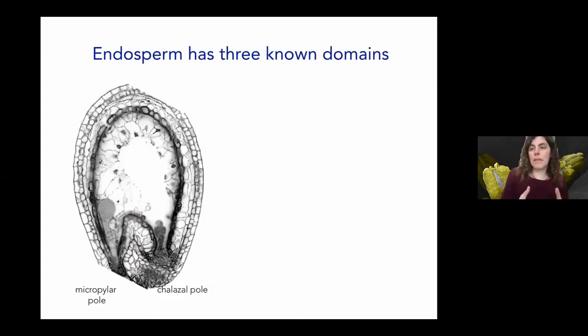We do know something about domains within the endosperm. We know it's not just a homogeneous bag of nuclei, there is structure there. So this is a confocal slice through the endosperm, through the seed. Here's the embryo at a late globular stage, and then this is the endosperm here. In this seed, the endosperm has started to cellularize.